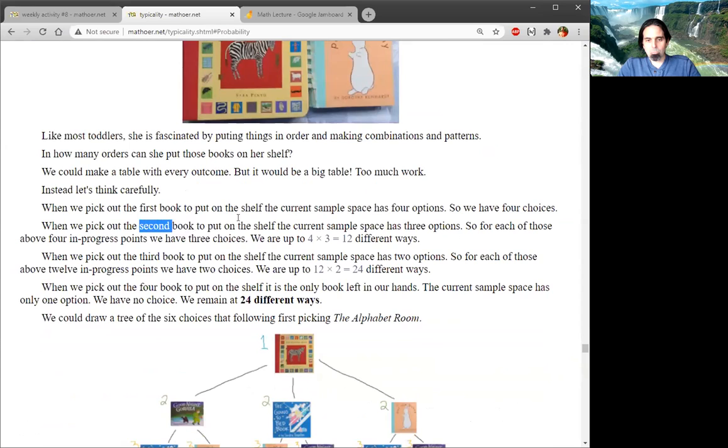Then we pick the second book to put on the shelf. And the current sample space then has 3 options because there's 3 books on the floor. 1 we've put away already. So now we have 3 more choices. We're up to 4 times 3 is 12 different ways to put 2 books on a shelf.